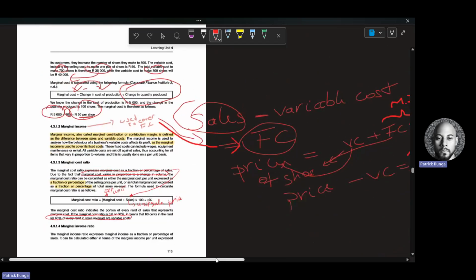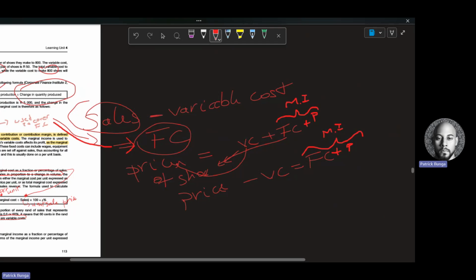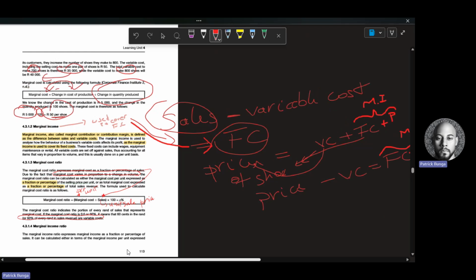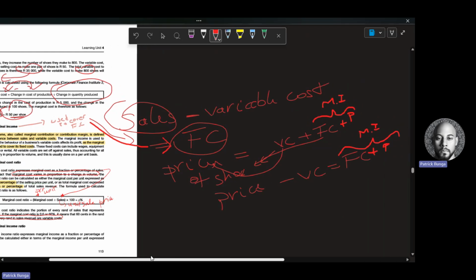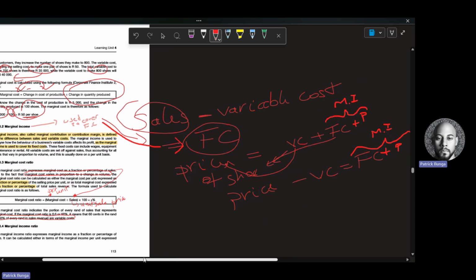One of the things that I noticed, when I wrote some of the notes here, is that it could bring a little bit of confusion. But I added a few other elements, and I just want to make sure that when you come to this stage you understand very well, because this was about the marginal income. So the idea is that the marginal income would be used to cover the fixed cost.